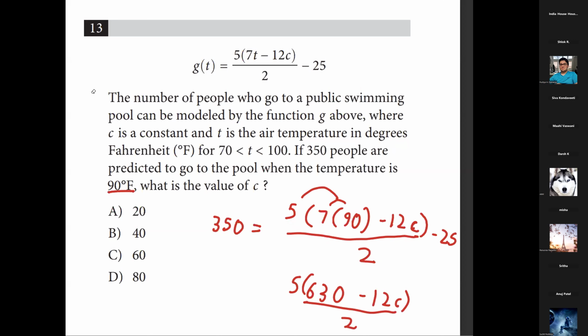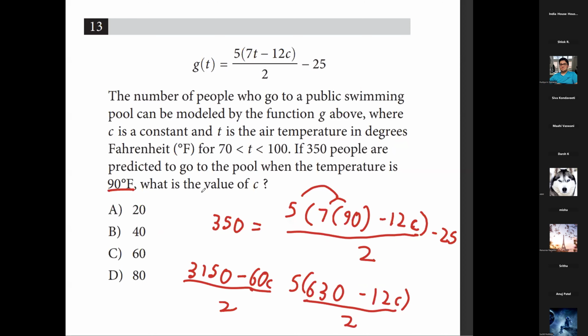First, let's just simplify this a little bit more. So we just multiply out 5 times 630 and 5 times negative 12, which would be 3150, minus 12 times 5, which is 60C, over 2. 3150 divided by 2 is 1575. So let me scroll down a bit.